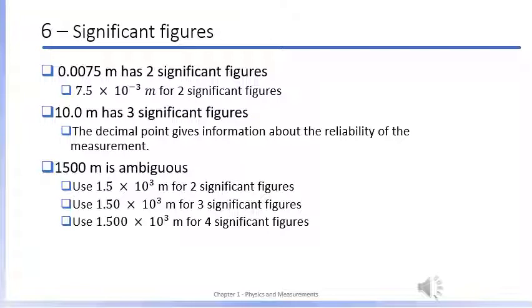For example, 1500 meters. If we write this number as 1.5 times 10 to the power 3, we have 1.5 only, and we have two figures. Or if we write this number as 1.50, we should account for the 0, so we have three figures. And 1.500, in this case we have four figures. Don't be afraid of significant figures. You will quickly become familiar with them.